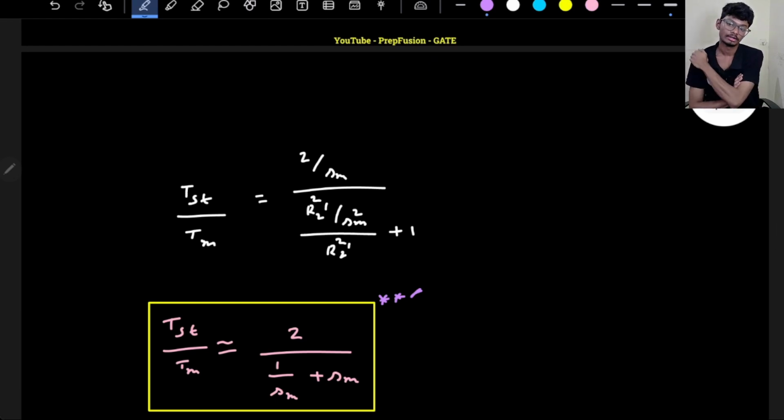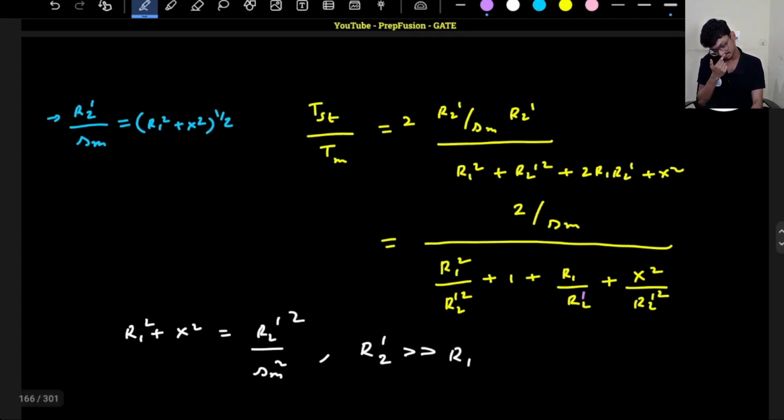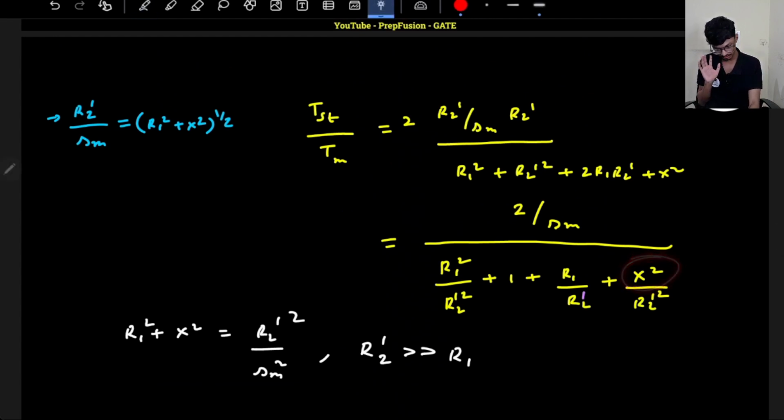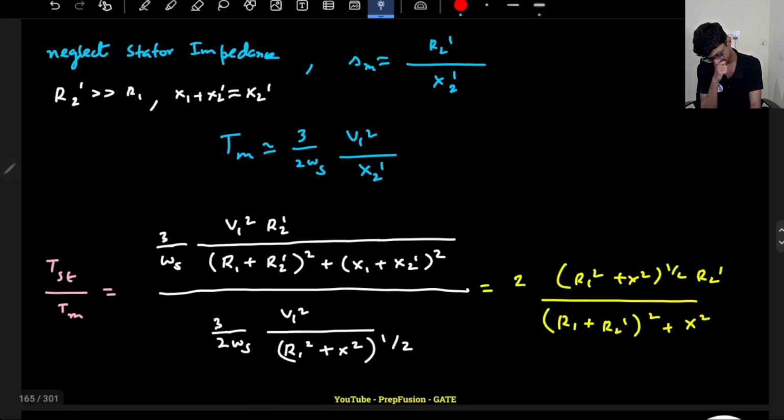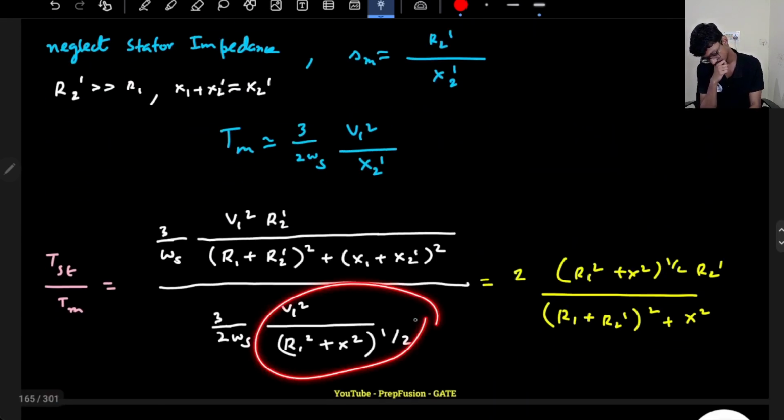Now how can I define the same for full load torque? For full load torque, what will change? Basically all this will be the same, just the slip s will change. And what else here? This will be s square into x. Other than that, mostly things will be the same.